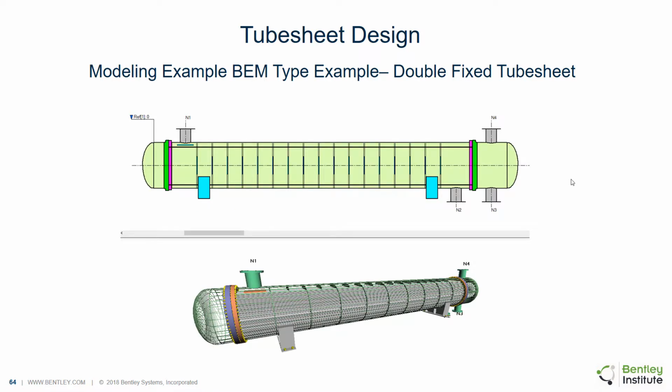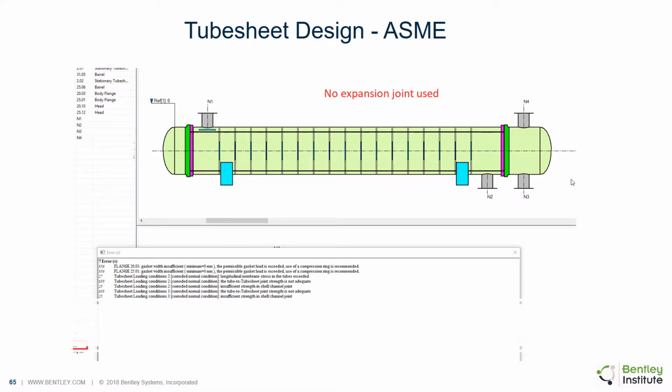For our example, we would review the double fixed tube sheet or BEM type exchanger. Initially, the double fixed tube sheet exchanger was modeled without an expansion joint. As expected, there are several errors generated due to excessive stresses in tubes, tube-to-tube sheet joints, shell channel joint, etc.